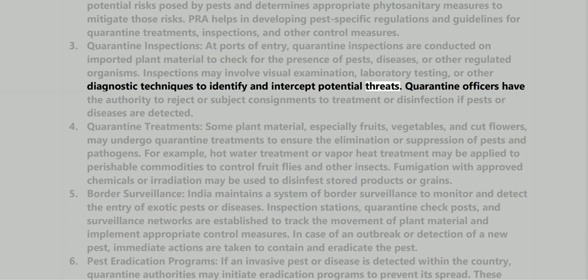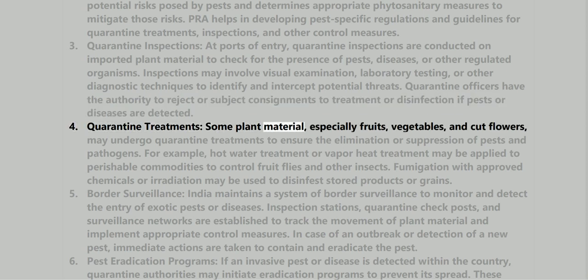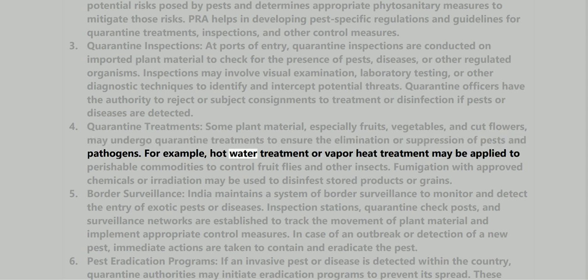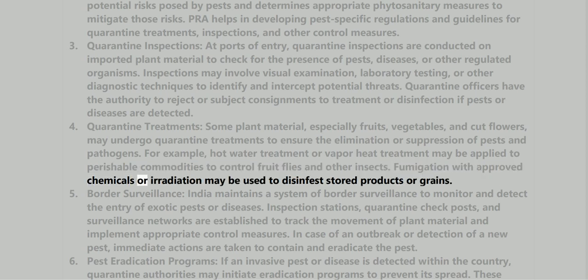Quarantine officers have the authority to reject or subject consignments to treatment or disinfection if pests or diseases are detected. 4. Quarantine treatments. Some plant material, especially fruits, vegetables, and cut flowers, may undergo quarantine treatments to ensure the elimination or suppression of pests and pathogens. For example, hot water treatment or vapor heat treatment may be applied to perishable commodities to control fruit flies and other insects. Fumigation with approved chemicals or irradiation may be used to disinfect stored products or grains.